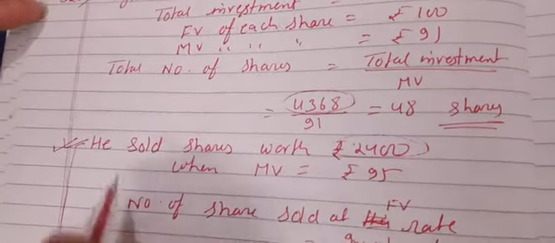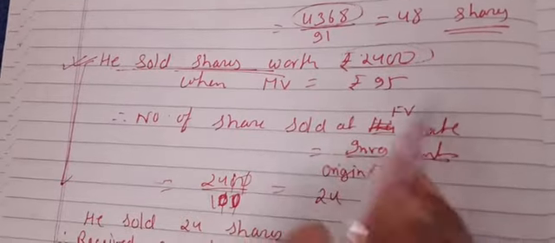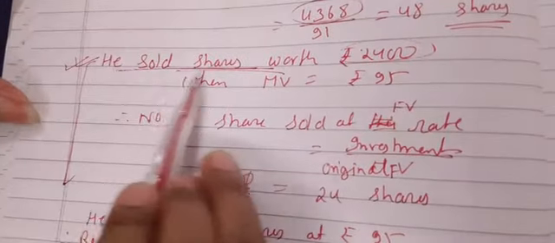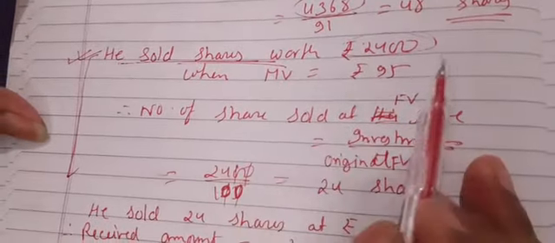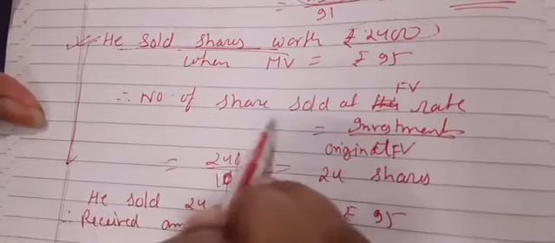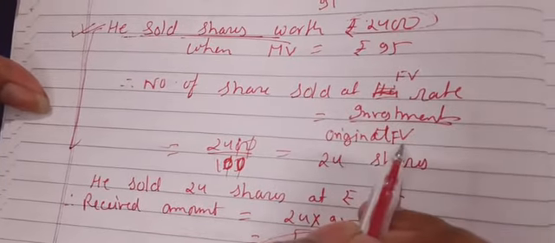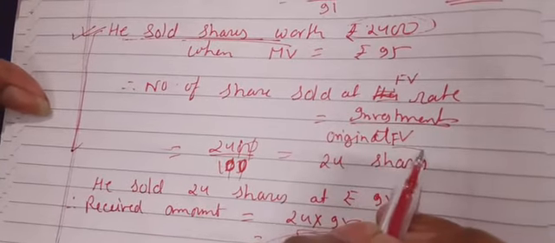This is the main part of the question. This line is the confusing line. So you will see carefully what I am doing here. He sold shares worth rupees 2,400 when market value was rupees 95. Therefore, number of shares sold at face value rate is investment upon original face value.